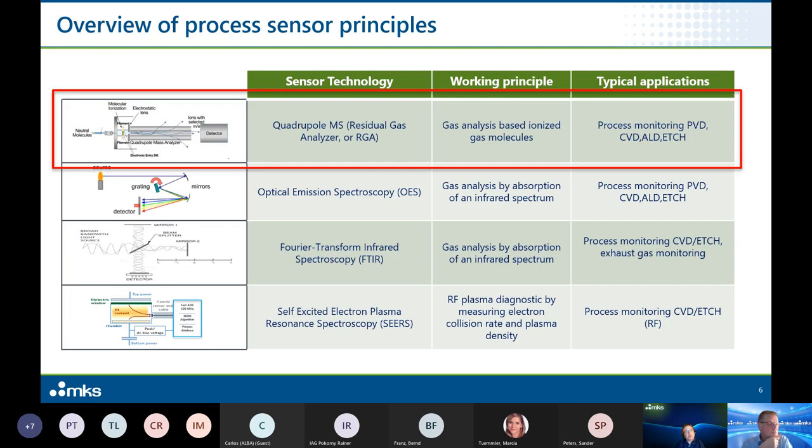So if you look at process sensors, you will find a number of different process sensors. Here about quadrupole mass spectrometers, we have also optical emission spectroscopy instruments, which is also analyzing gases by an absorption spectrum. You can have FTIR spectroscopy, which is typically used for monitoring exhaust gas conditions, or you can have other techniques like self-excited electron plasma resonance spectroscopy. And there's a wide range of different techniques how you can analyze a process. Today, we will focus on quadrupole mass spectrometers.